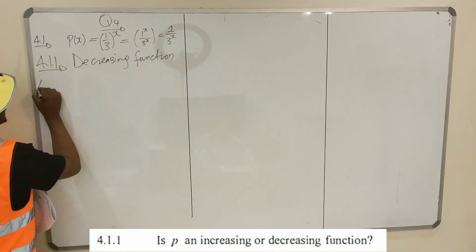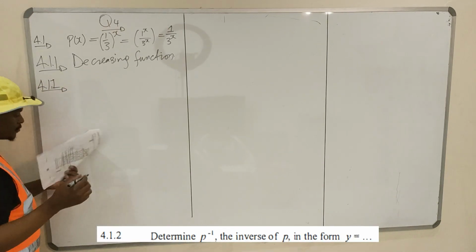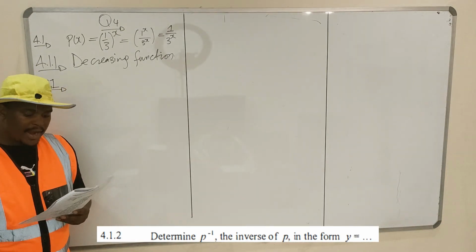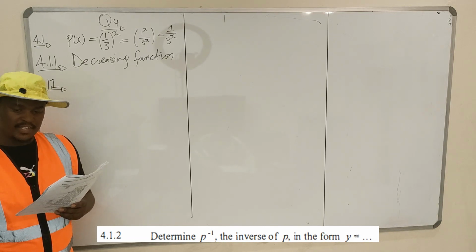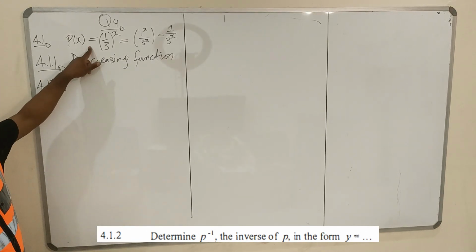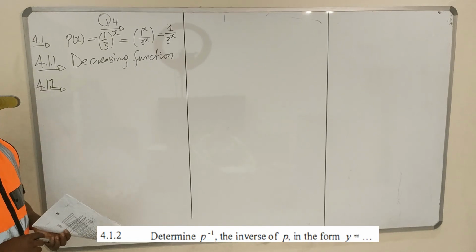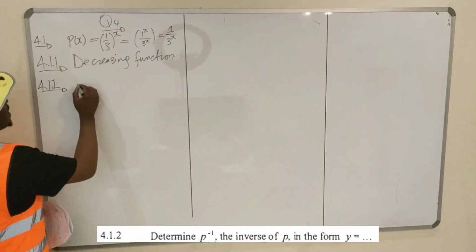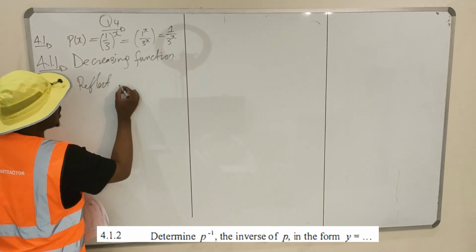We're done with 4.1.1. Go to 4.1.2. What are they saying? Determine the inverse of p in the form y is equal to. So they want you to find the inverse of this, right? So how do you get an inverse of a function? You reflect about which line?